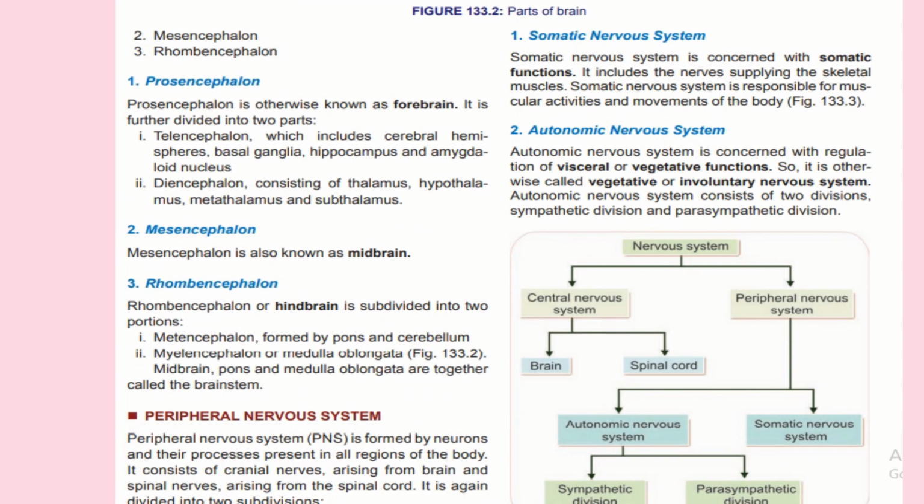So, prosencephalon, it is otherwise known as forebrain, as we said. It is further divided into two parts: telencephalon, which includes your cerebral hemisphere, basal ganglia, hippocampus, and amygdaloid nucleus. Then we have diencephalon, consisting of thalamus, hypothalamus, metathalamus, and subthalamus. Mesencephalon is your midbrain, and rhombencephalon is your hindbrain, which is subdivided into two portions. Metencephalon contains your pons and cerebellum, and myelencephalon contains your medulla oblongata. Midbrain, pons, and medulla oblongata are together called your brain stem.